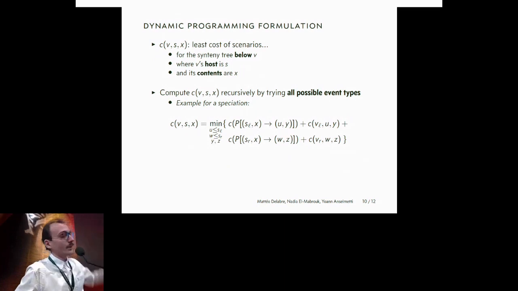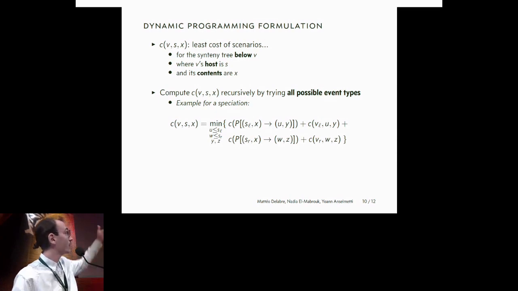So the recurrence equation uses the C function, which gives the value of the best scenario that starts at the synteny node V associated to S with contents X. And we are able to compute this function recursively by just trying all possible event types at each node and using the decomposition that I mentioned earlier. And this is just an example of one of the recursion functions, if we want to compute the cost of speciation at a given node.